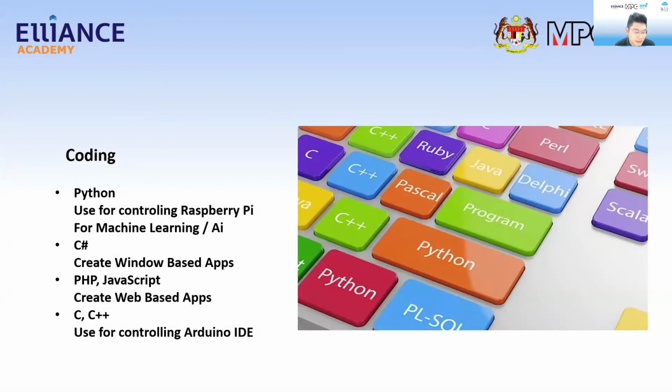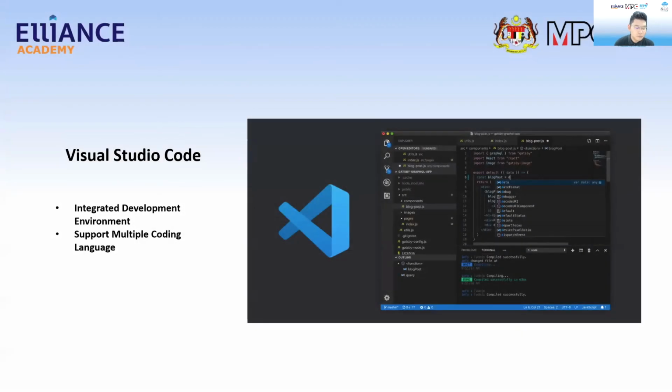So the next part is the coding, different types of coding languages. So it's Python, C Sharp, PHP, C, and C++. So these are all the coding languages that people use nowadays to do IoT projects. So this is Visual Studio Code. This is an IDE that we use sometimes to do programming for our IoT projects.